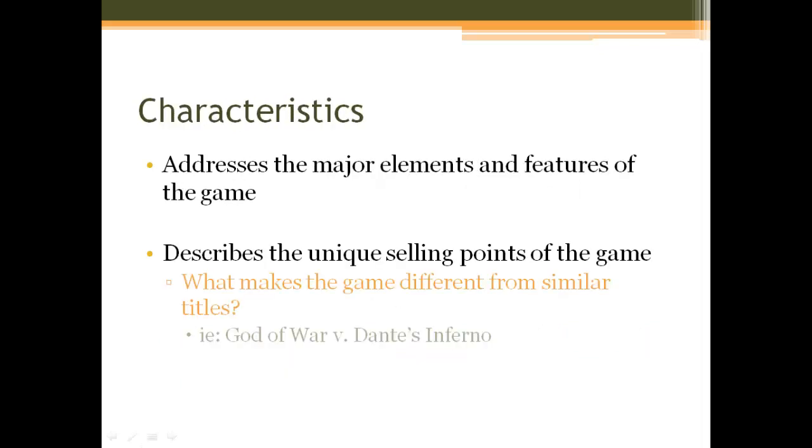The characteristics of the game addresses the major elements and features of the game. The document describes the unique selling points, or USPs, of the game. For example, what makes the game different from similar titles? And we can see an example of God of War versus Dante's Inferno. Both are very similar games, however, each one has a unique selling point.